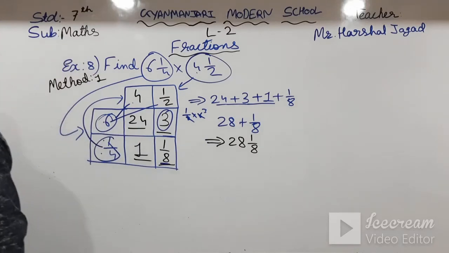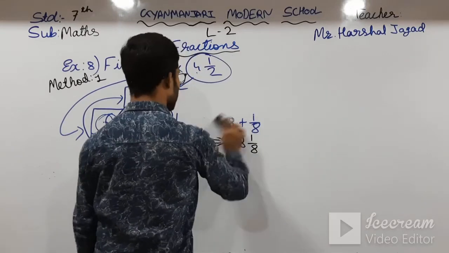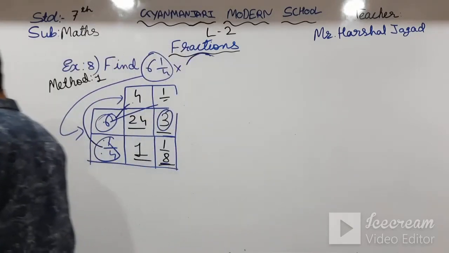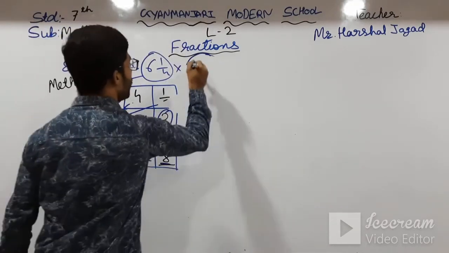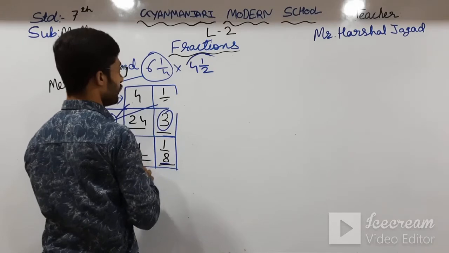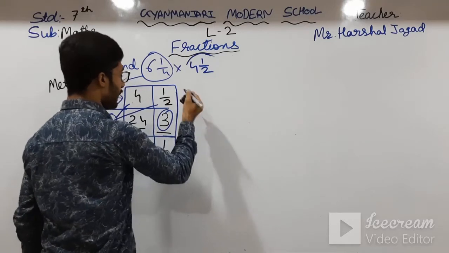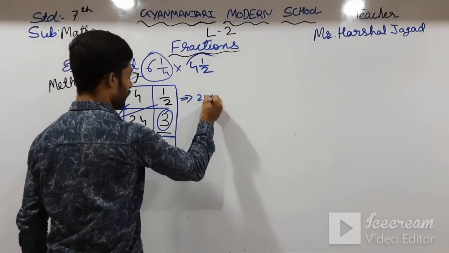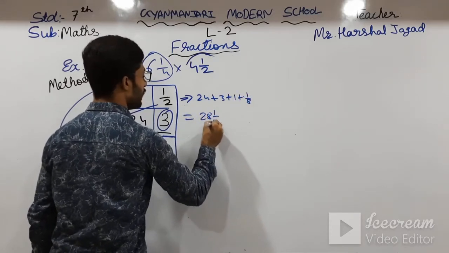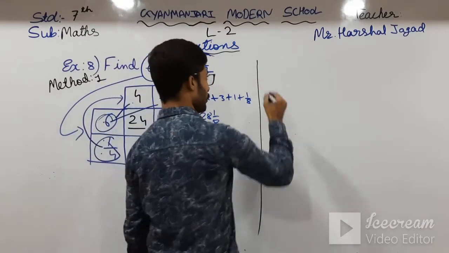Now I will write both methods here only. Here 4 1/2. In this we have done 24 plus 3 plus 1 plus 1/8, so we get 28 1/8. Now we will do this sum with method number 2.